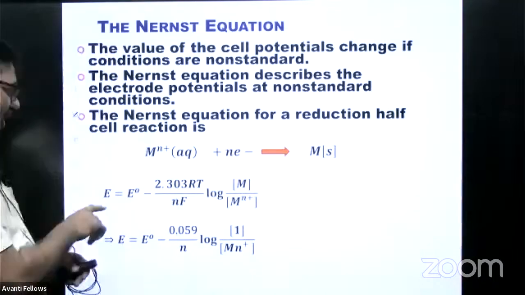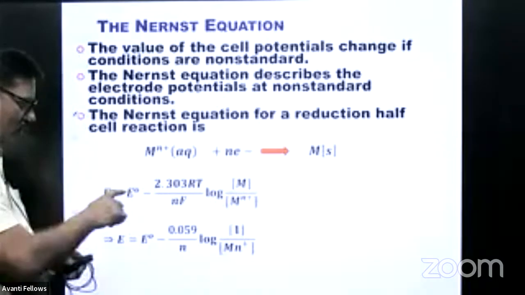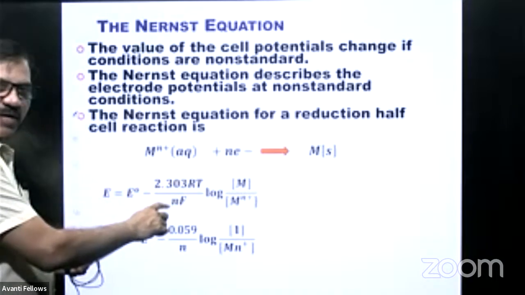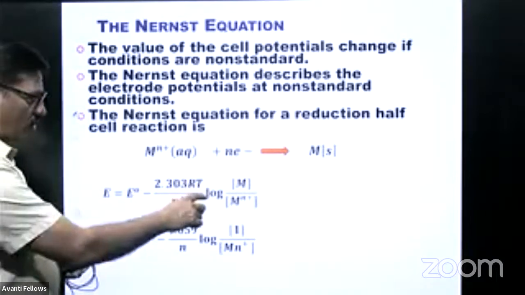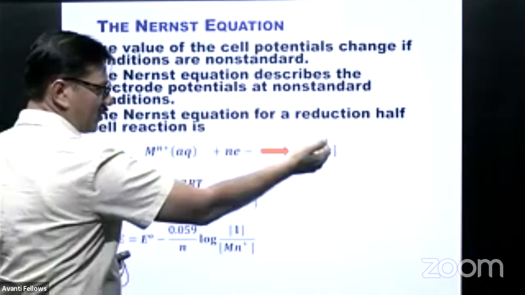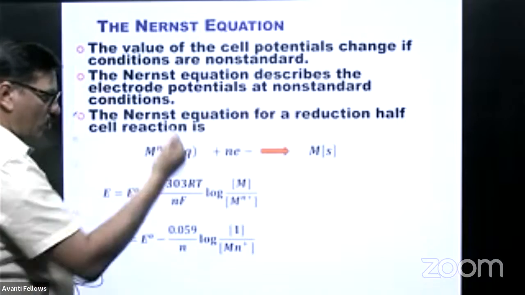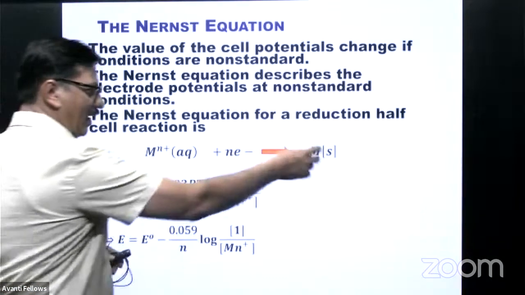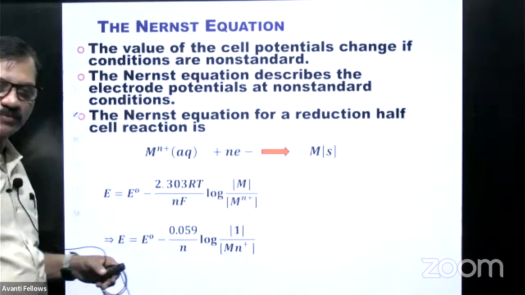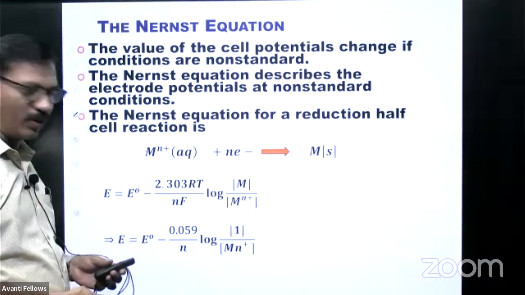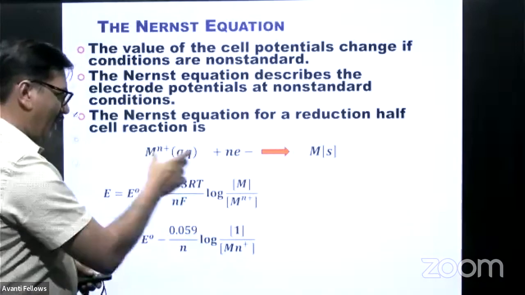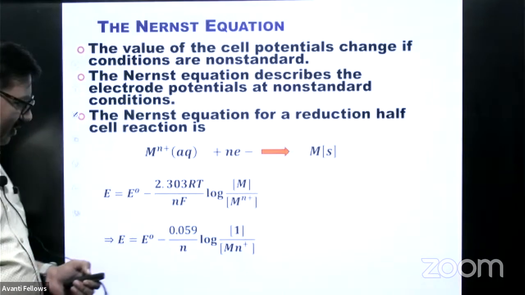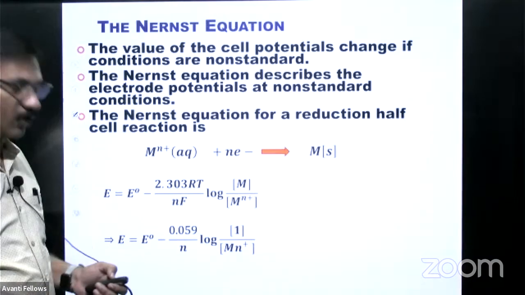The Nernst equation tells that the electrode potential E is equal to E0, the standard electrode potential, minus 2.303 RT by nF log of the concentration of the species on the right-hand side, that is the metal, divided by the concentration of M^n+. As you know, for a solid, the concentration is taken as unity. This is the active mass, which is taken as 1, and therefore M^n+ is to be taken in the denominator. This is the Nernst equation.